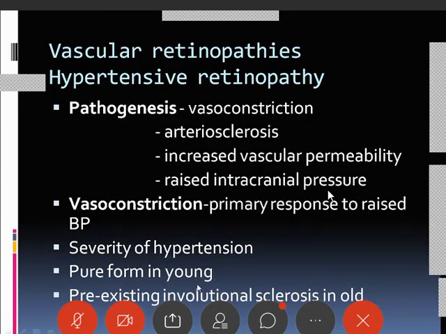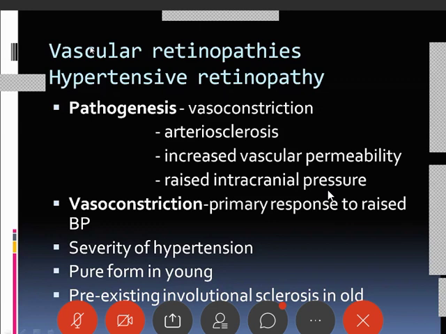Then coming to the vascular retinopathies. The first one being hypertensive retinopathy. The retinal changes that occur in a patient with hypertension are known as hypertensive retinopathy.